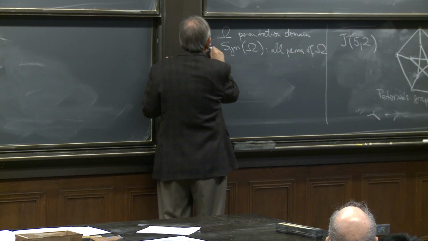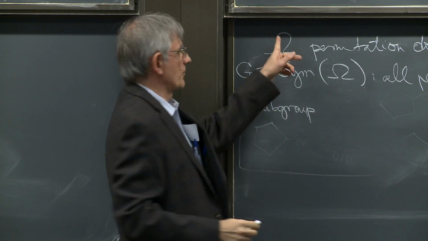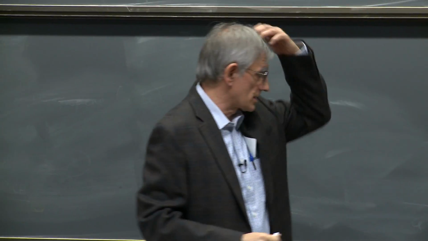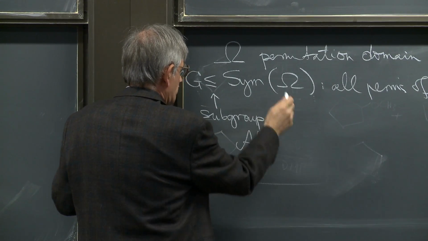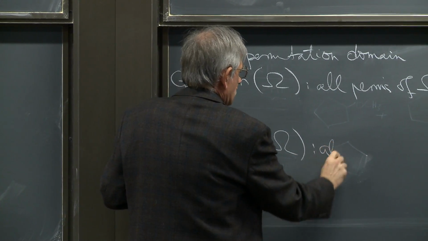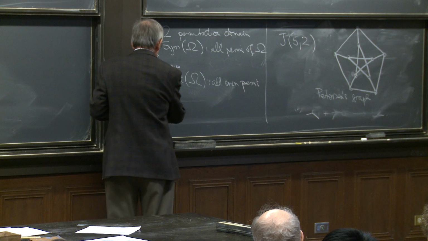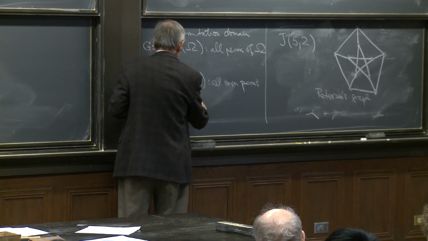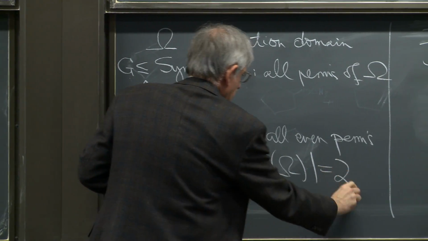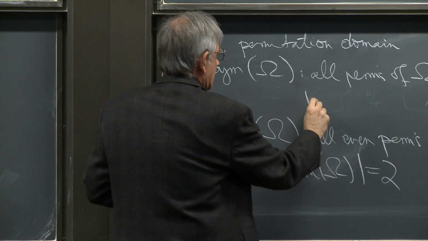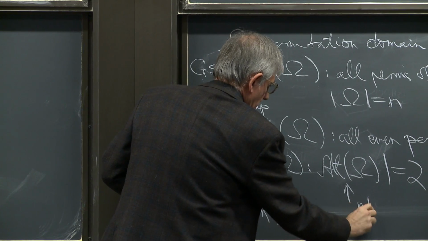Now if I take a subgroup of that, this less than or equal sign indicates subgroup, then that's called a permutation group, a permutation group acting on the domain omega. That's a subgroup of the symmetric group. One particularly noted example of this is the alternating group. These are all even permutations. The set of even permutations forms a subgroup. This subgroup has index 2, so it is almost as large as the entire symmetric group. If omega has n elements, then the symmetric group has order n factorial, and the alternating group has order n factorial divided by 2.